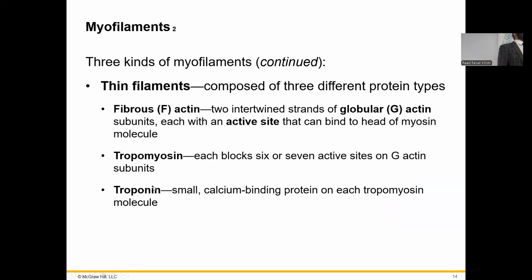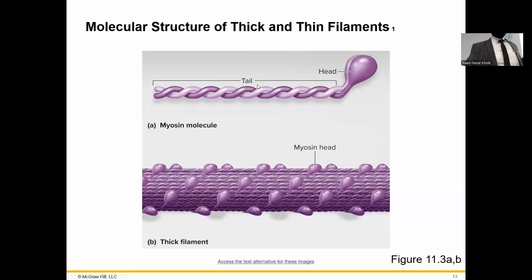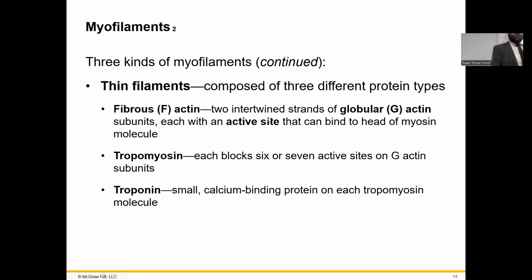Now, when we look at thin filaments, do thin filaments have myosin? No, they have actin. So thin, actin. The thin filaments are composed of three different protein types. You have fibrous F actin, you have tropomyosin, and you have troponin. That is very important.